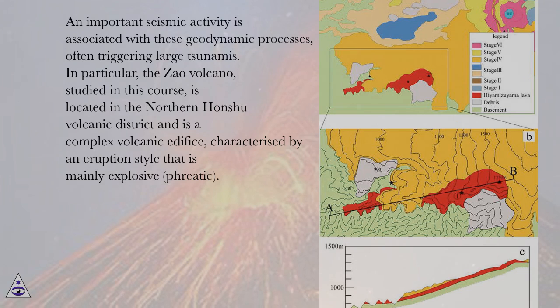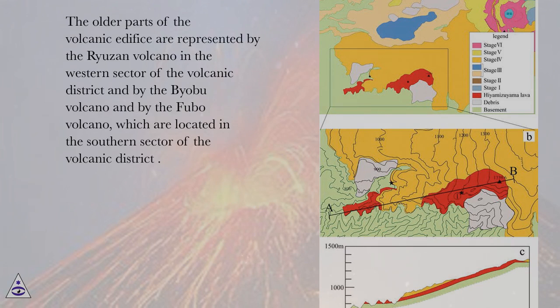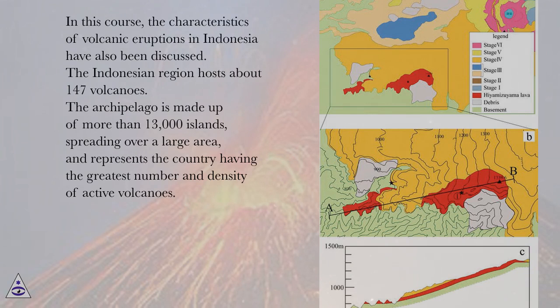In particular, the Zao volcano, studied in this course, is located in the northern Honshu volcanic district and is a complex volcanic edifice, characterized by an eruption style that is mainly explosive, phreatic. In the Honshu volcanic district, the Zao volcano is the most active volcanic edifice. It is composed of several stratovolcanoes, which divide the Pacific Ocean from the Japanese Sea. The older parts of the volcanic edifice are represented by the Ryuzan volcano in the western sector of the volcanic district and by the Byobu volcano and the Fubo volcano, which are located in the southern sector of the volcanic district.